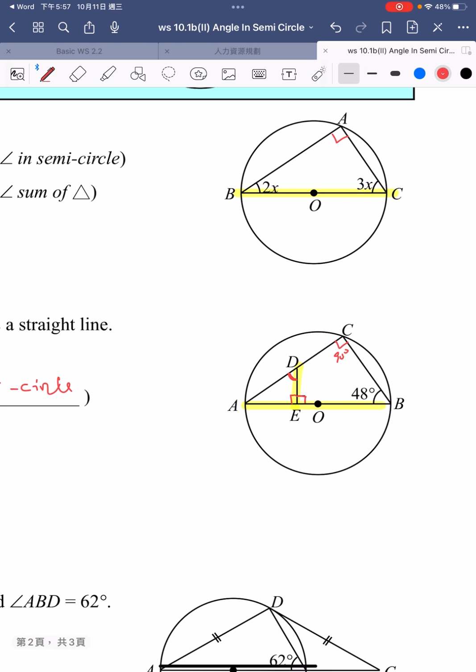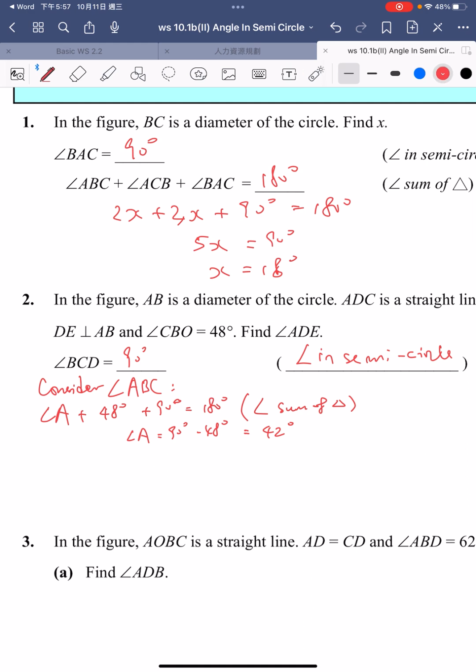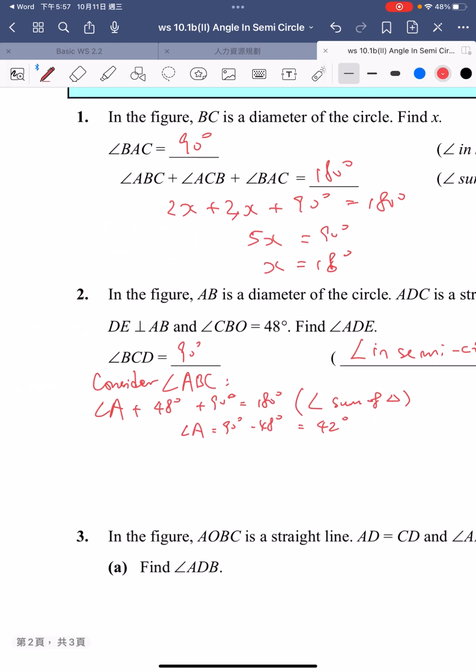So that is for the angle A, this gives you 42 degrees. So now we look at the smaller triangle. We got the 90 degrees here, we got 48, so we can use the angle sum of a triangle again to get the value of the required angle ADE. So now we consider triangle ADE.